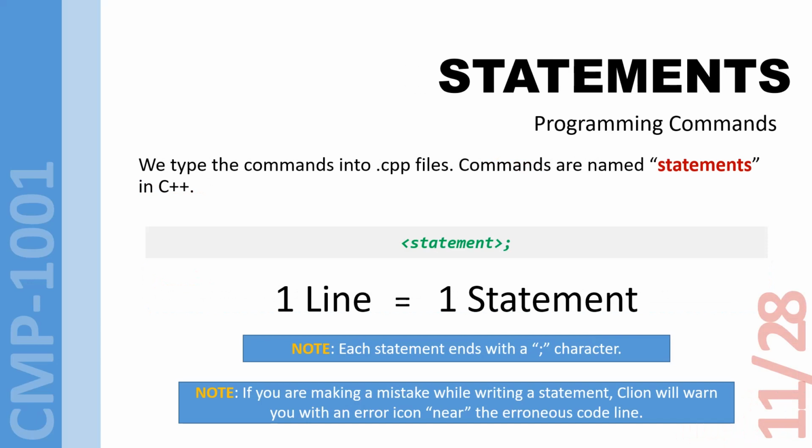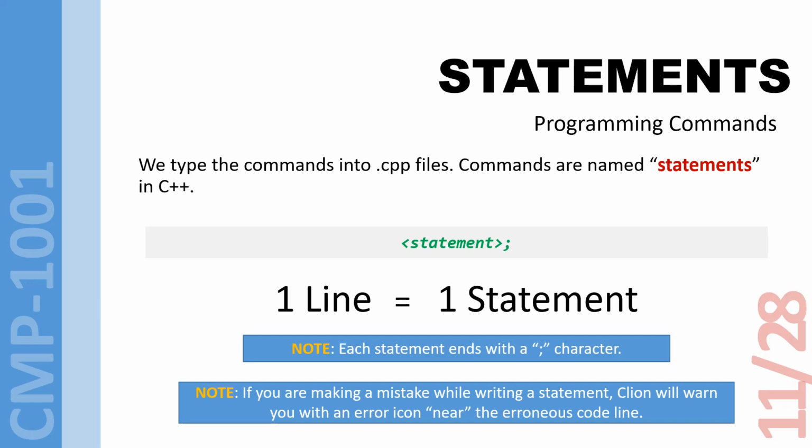We type the commands into .cpp files. As you might imagine, .cpp stands for C++. And commands are named statements in C++. If you remember the instructions, the commands that I have mentioned, they are named statements in the C++ context. In most cases, you write down the statement, and at the end of the statement, you put a semicolon to represent that the statement is finished. There are exceptions, very important exceptions like the if clause, the while clause, the for clause, and so on and so forth. But unless noted otherwise, you need to put a semicolon at the end of each statement.